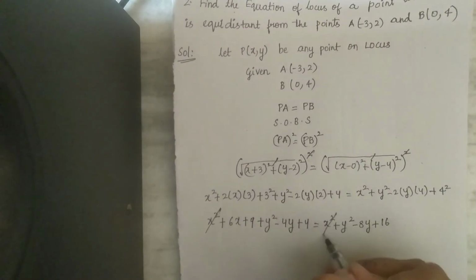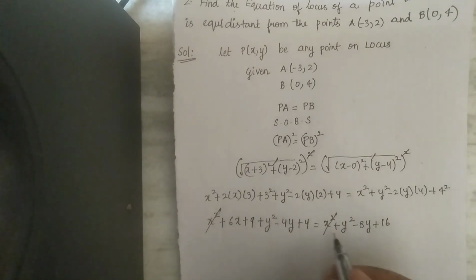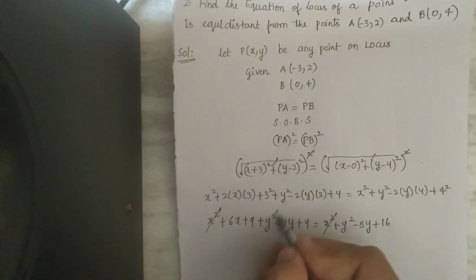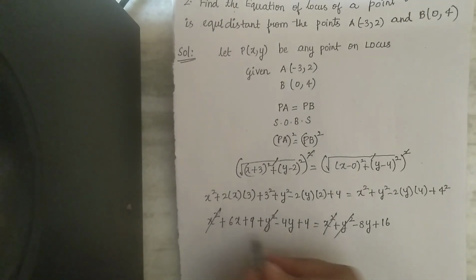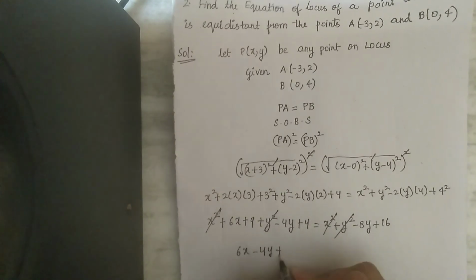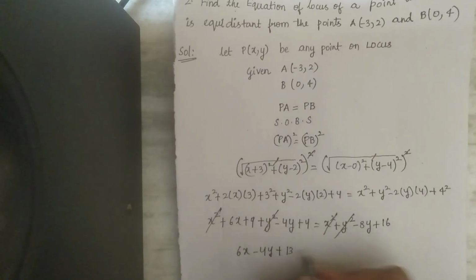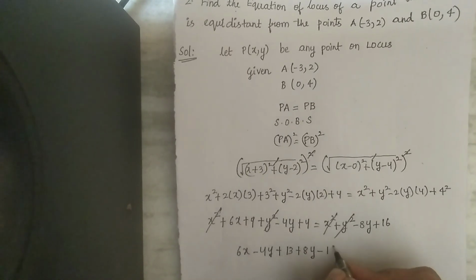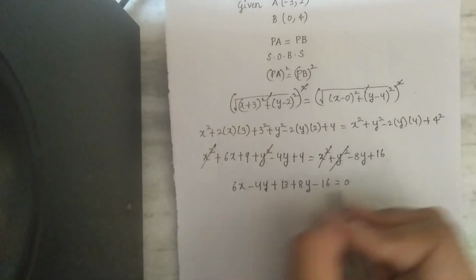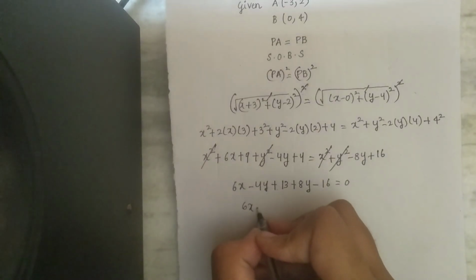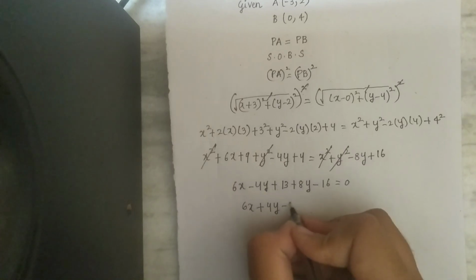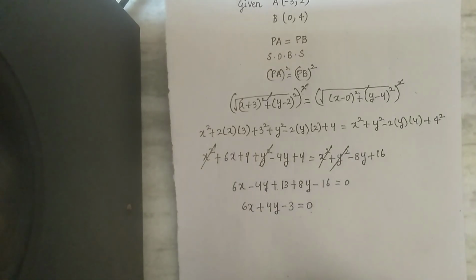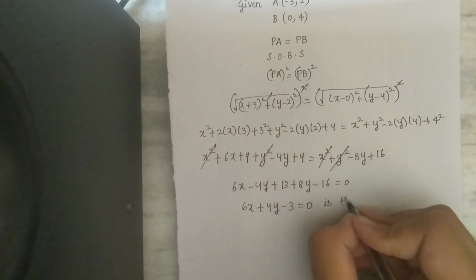So here x square will get cancelled because they are on opposite sides of the equality symbol. So y square will cancel. So taking all the terms onto a single side, 6x minus 4y plus 9 plus 4 is 13. Taking minus 8y to this side, we will get plus 8y minus 16 is equal to 0. So here 6x plus 4y minus 3 is equal to 0. So therefore this is the required equation of the locus.